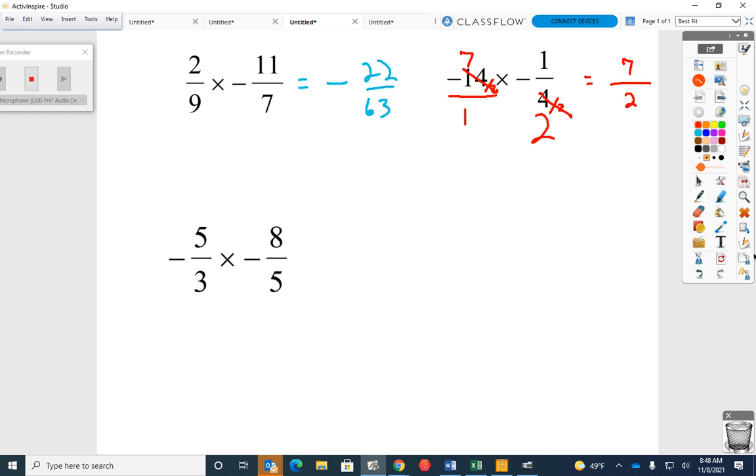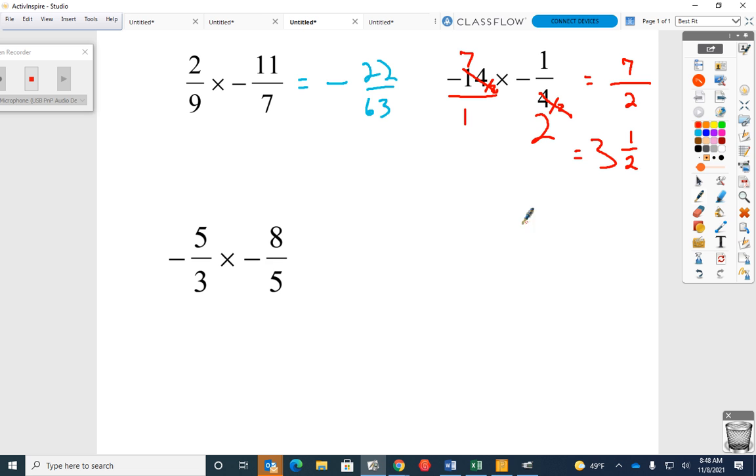2. Now, yes, this is positive, but I can't leave it this way. Why? Because this is improper. So how can I change an improper fraction to a mixed number? How many 2's go into 7? 3. And if I take 3 2's out, that's 6, right? What's 6 from 7? 1. So what's left over? 1 over 2. Make sense?